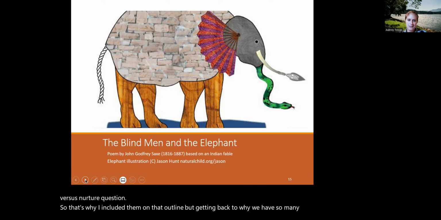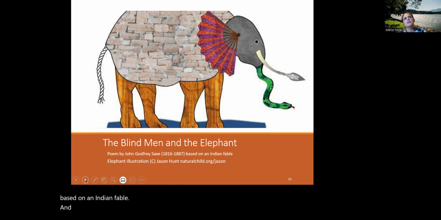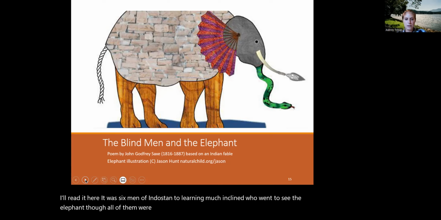The poem, The Blind Man and the Elephant, was written by John Godfrey Saxe. It is based on an Indian fable. And it gives a great metaphor for why we have a lot of theories. So I'll read it here. It was six men of Indostan, to learning much inclined, who went to see the elephant, though all of them were blind, that each by observation might satisfy his mind.